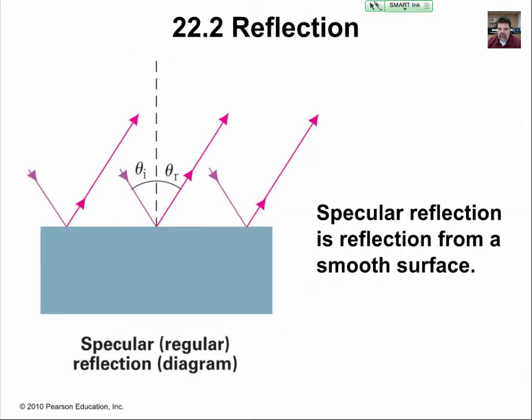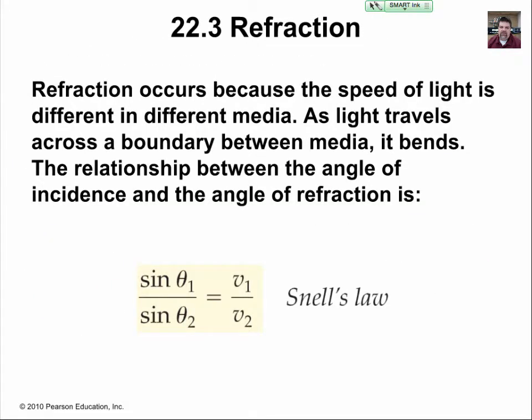So when we fast forward here and talk about Snell's law, because light travels across a boundary from one medium to the next, it bends because it changes its velocity, or how it can propagate through the medium. And so this is the mathematical relationship.